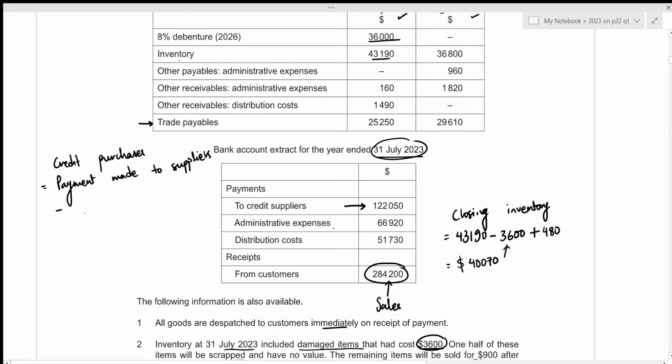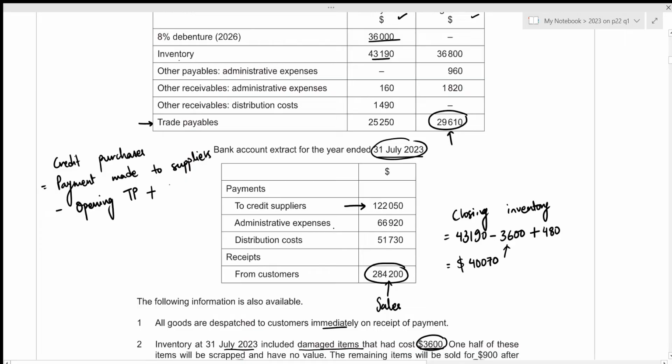Then we subtract the opening trade payables. We subtract the opening trade payables because this is a value that was raised after making a credit purchase in the previous year, which means that this is the amount of credit purchase for last year, which should not be included in our current valuation or current financial statements, which is why we'll be subtracting it.